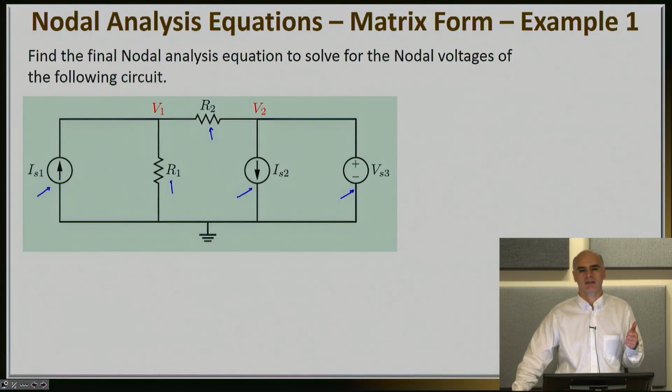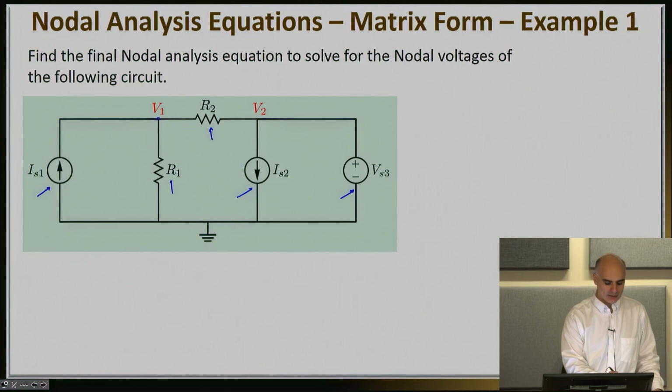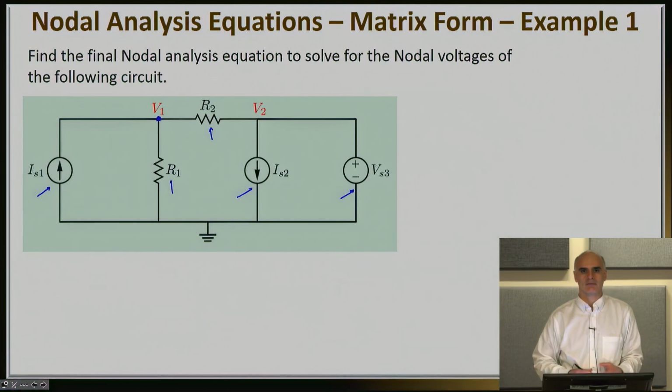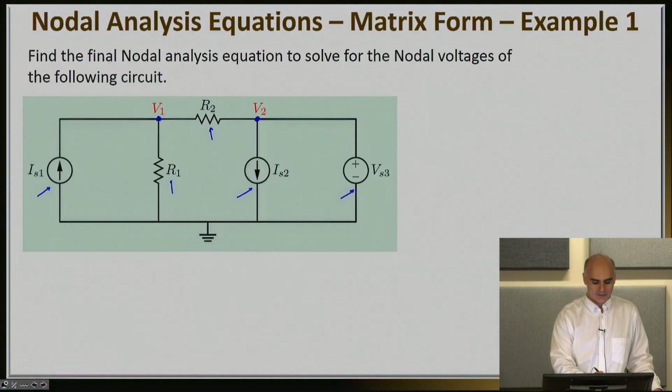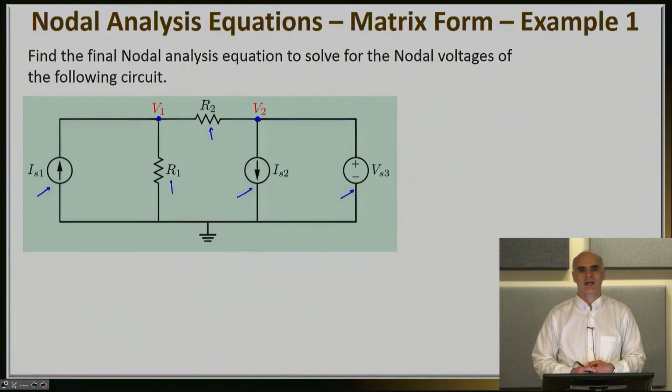Step number one, label all unknown nodes in a circuit. I'm looking at the circuit. I can see that this node here, V1, is clearly an unknown node. I may also label this node V2, and I say I may because if you look slightly more carefully at the circuit, you will probably realize that V2 is actually a known node.